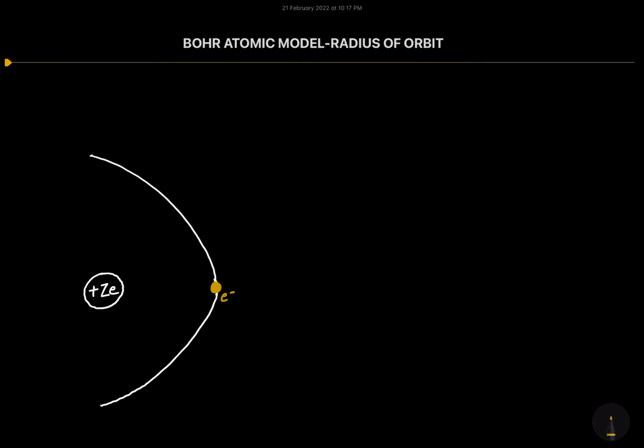Now let's have a look at the diagram. I have made a nucleus and an orbit. A yellow dot is an electron over here. Now the two forces that will act on the electron are the centripetal and the centrifugal. The force that attracts the electron towards the nucleus is called the centripetal force. And the force that takes the electron away from the nucleus is called centrifugal force.